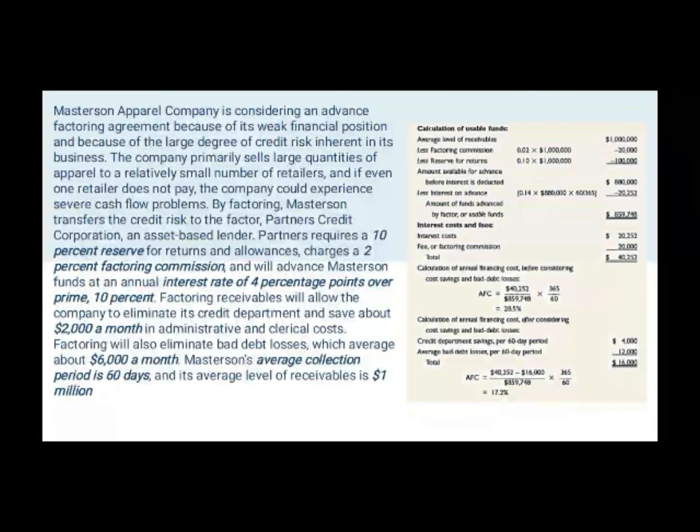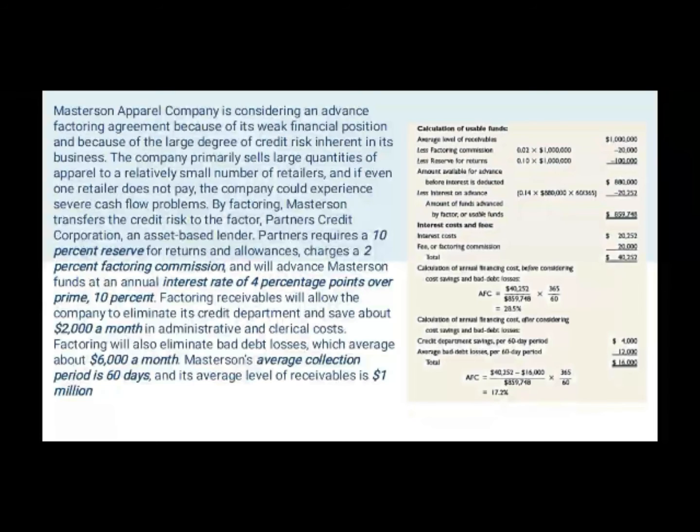For reserve returns, we are going to multiply $1 million to the percentage of reserve for returns and allowances, which is 10%. So that gives us $100,000. And by that, we can get the amount available for advance before deducting the interest. Our amount is $880,000. The factor requires an annual interest rate of 14% on the advanced funds.